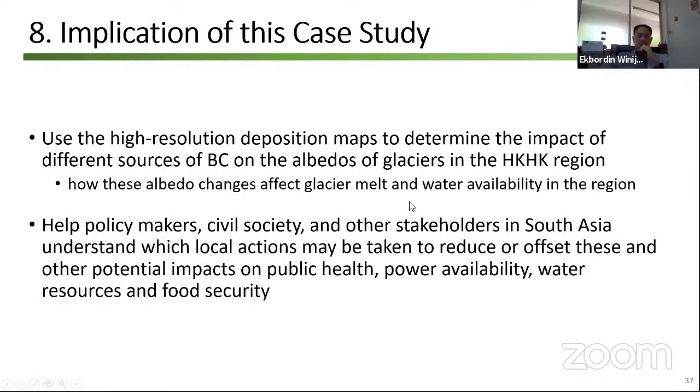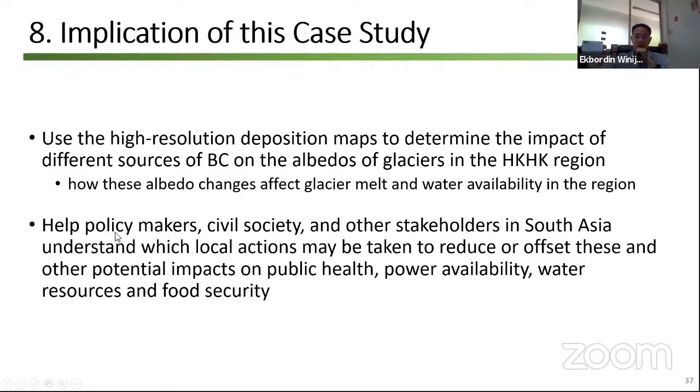Okay, about the implication of this study. This study produces a high resolution deposition map we can use to determine the impact of different sources of BC on the albedo of glaciers in the HKHK region. And then further, we can use it to identify how this albedo change affects the glacier melt and also how it will affect the water availability in the region.